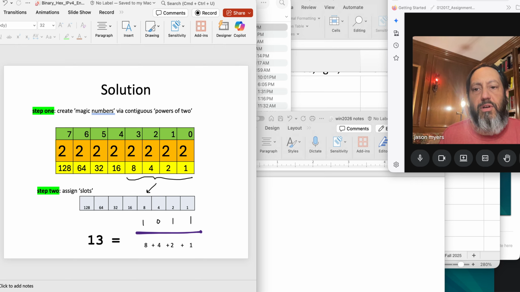So, anyways, looking at this, binary is the power of 2, so we have our magic numbers here. The magic numbers that we develop are, because 2 to the 0 is 1, 2 to the 1 is 2, 2 to the second is 4. So as you can see, we're always doubling. So 1, 2, 4, 8, 16, 32, 64, 128.